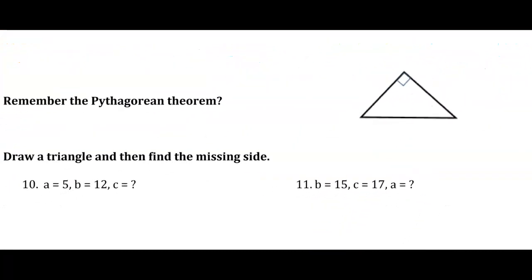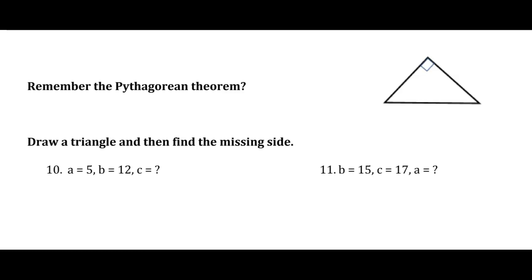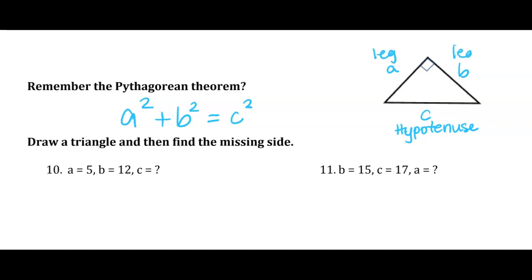All right, so kind of shifting gears here a little bit. You should remember the Pythagorean theorem from lots of times before this. So a squared plus b squared is equal to c squared. Labeling your picture, remember the hypotenuse is always c. And then the legs are a and b. And it doesn't matter which one is a and b, the only one that matters is c, and it is always across from the right angle.